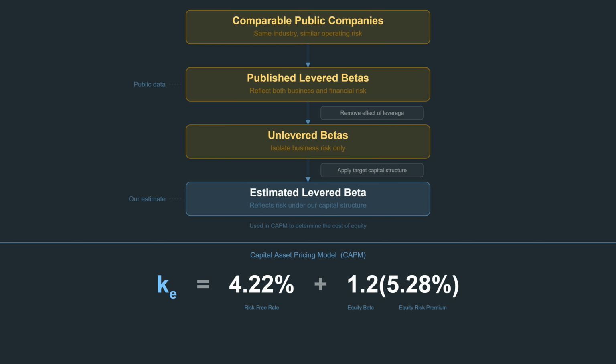With that information, we're ready to determine our cost of equity. Recall we estimated a risk-free rate of 4.22% and an equity risk premium of 5.28%. So based on the capital asset pricing model, we'd calculate our cost of equity as 4.22% plus 1.2 multiplied by 5.28%, which comes out to 10.556%. And this is the cost of equity we'll use to determine our weighted average cost of capital.